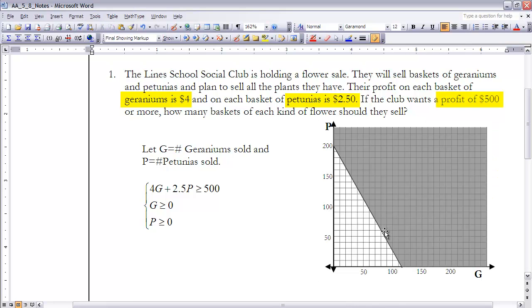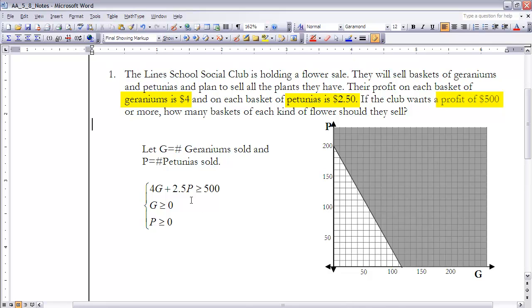If I graph those, the first one, 4G plus 2.5P is greater than or equal to 500. It's going to have a y-intercept of 200, because when G is 0, P would have to be 200. And it's going to have a G-intercept, or x-intercept, of 125, because when P is 0, G would have to be 125. Since we're talking about values greater than or equal to that, it'd be all the values above that line.